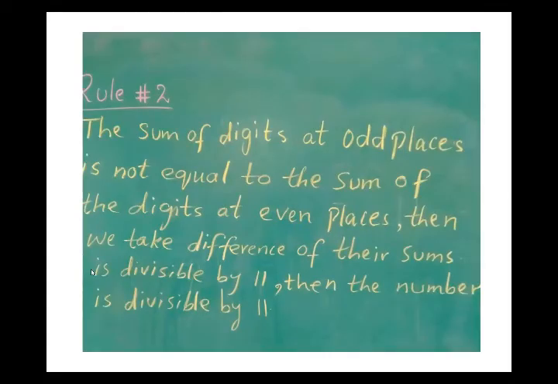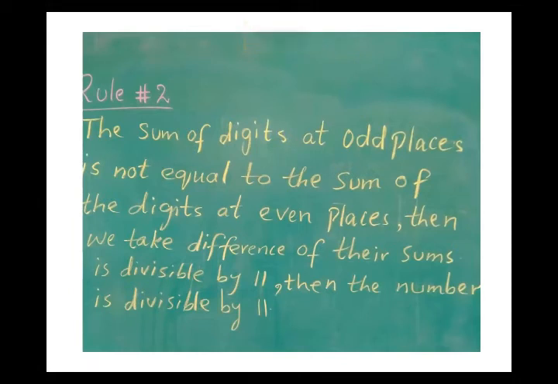So here you have the second rule. If the sum of the digits at odd places is not equal to the sum of the digits at even places, then we take the difference of their sums. First we apply rule number one. If rule one is not applicable, then we shift to rule two. For rule two, we first find the sums of the odd places and even places. If the sums are not equal, then we take the difference between them. If the difference is divisible by 11, then we say that the number is also divisible by 11.